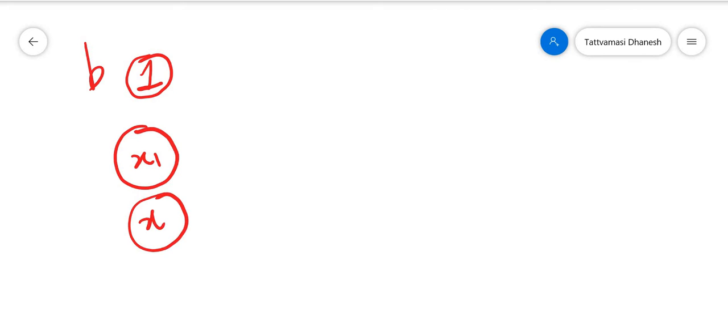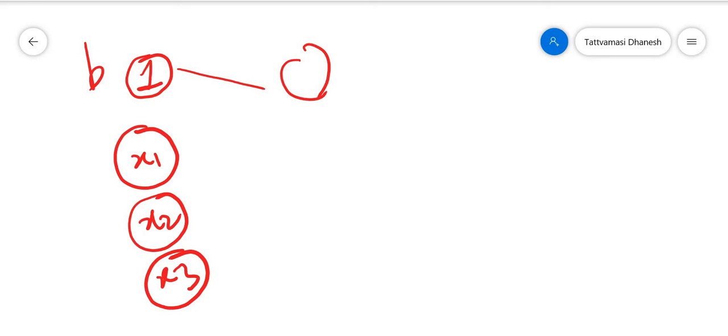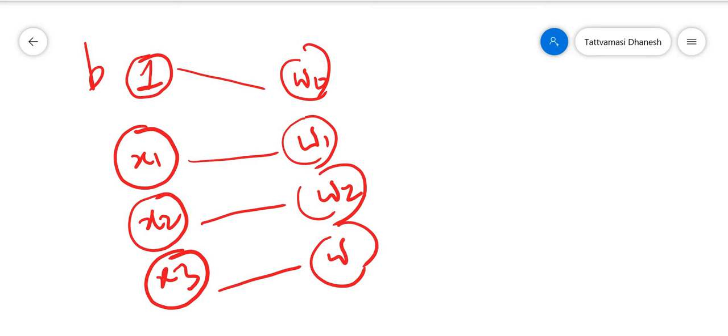Now I want to tell you how a single perceptron looks. For example, you have the bias. We take the value of the bias as always 1, and the weight of the bias we take as b. Then you have the inputs x1, x2, x3. These are the inputs coming in, and the weights of these inputs are w0, w1, w2, w3. These are the weights of the network, the weights of these inputs.